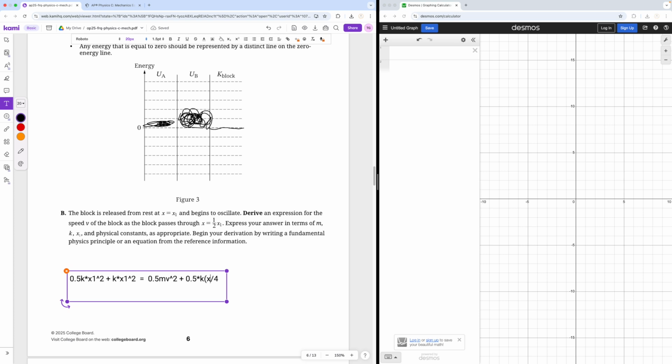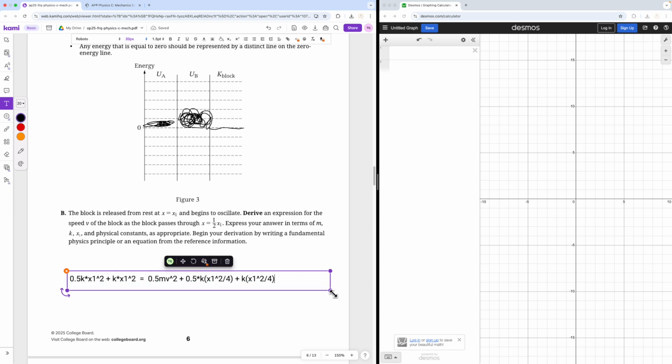This is going to be x1 squared divided by 4, plus 0.5 times 2k, that just becomes k, times, let's put this in parentheses, x1 squared divided by 4 again. So let's extend this out like this. Well, now we can see all we have to do. We just want to isolate this term over here. So let's do that.